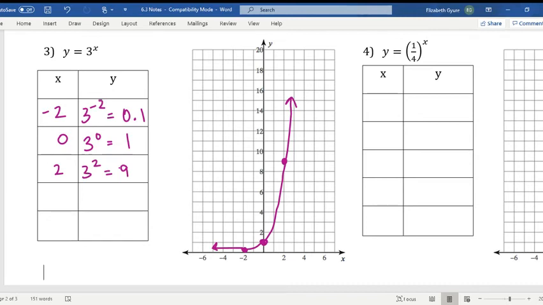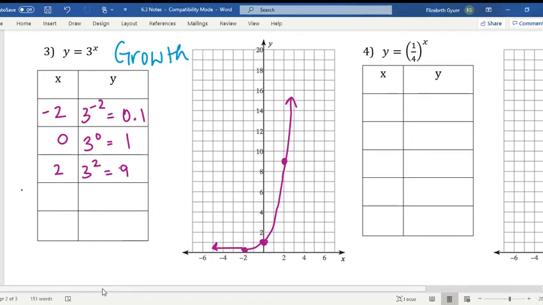So would this be exponential growth or decay? Very good, it would be growth because it is going up. Ladies and gentlemen, do we understand the difference? How to tell if it's growth or decay? Okay.